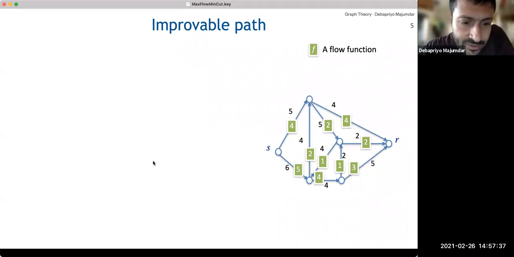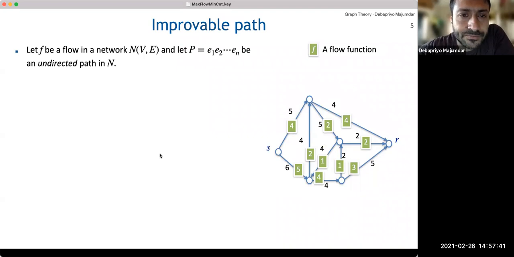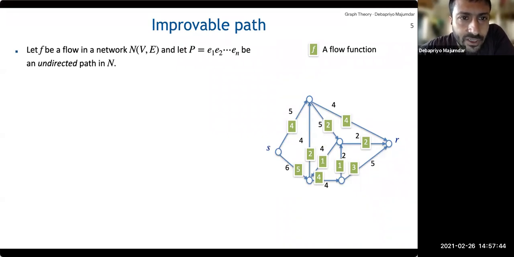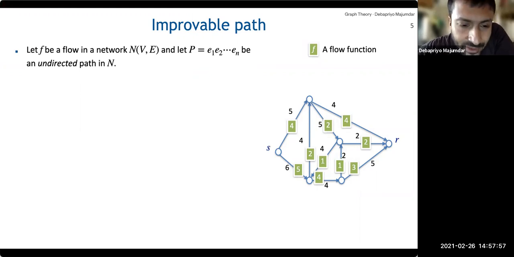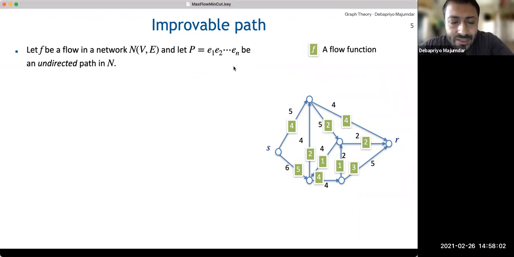So the next concept is improvable path. Let f be a flow in a network, and let P, with edges e1, e2, dot dot dot, en, be an undirected path. Of course, we are considering a directed graph only, but in this case we will just not think about the direction for just the path P. So let P be an undirected path in N.